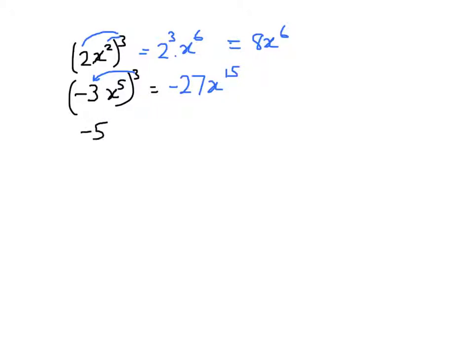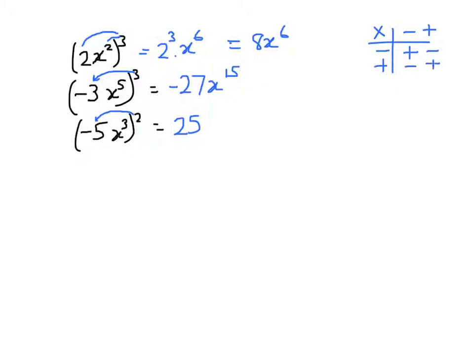What about a negative 5x to the power of 3, all squared? Okay, negative 5 times negative 5 is positive 25. Remember those rules when you are multiplying: a negative times a negative is a positive, a negative times a positive is a negative, a positive times a negative is a negative, and a positive times a positive is a positive. So here I've got 25 and x to the power of 3 to the power of 2, multiply the powers of powers, and we get 6.